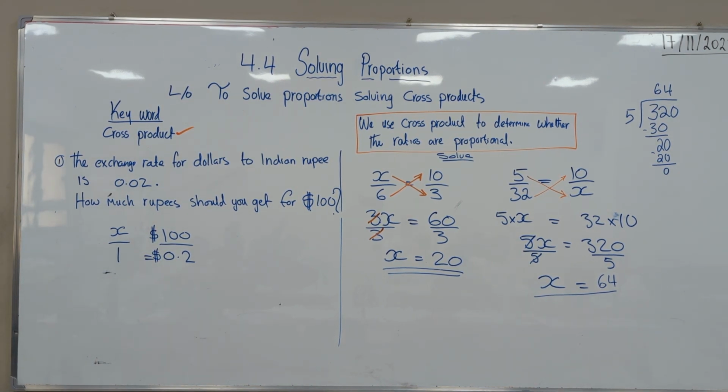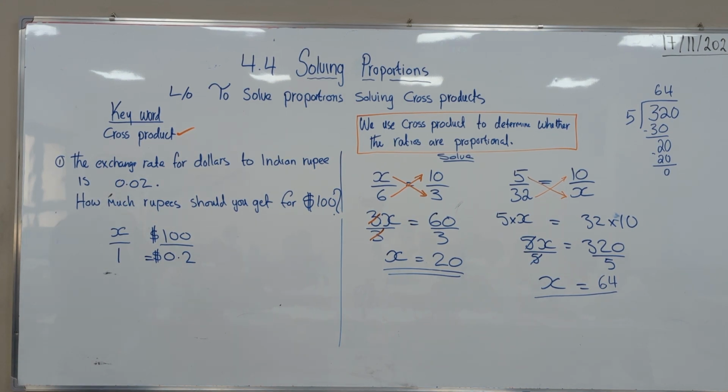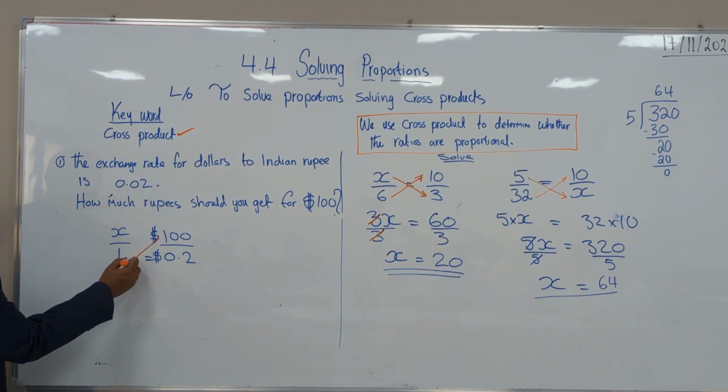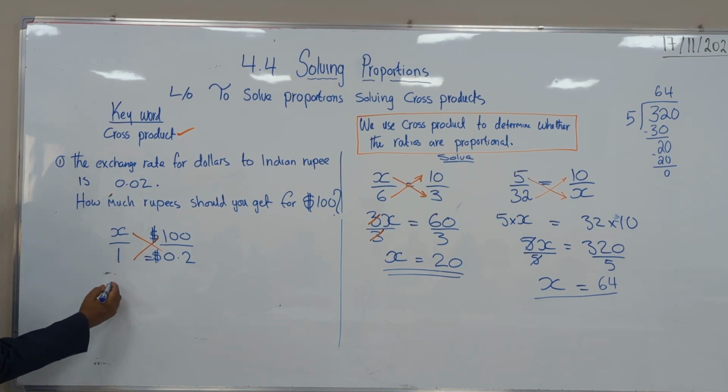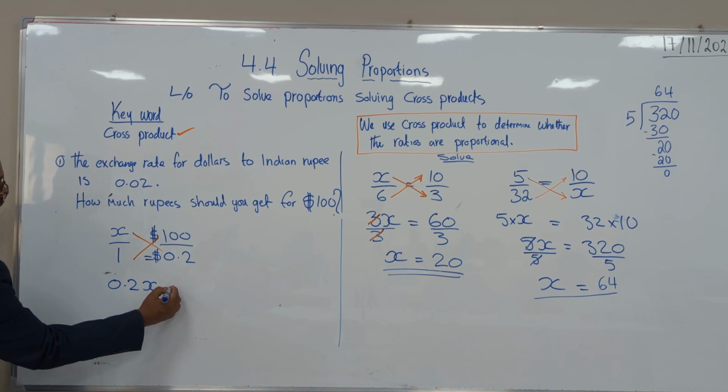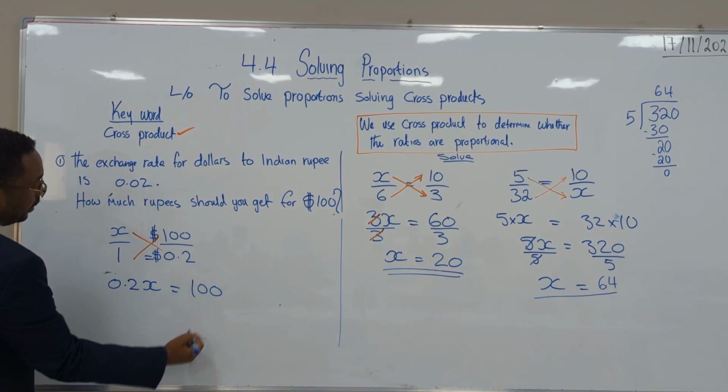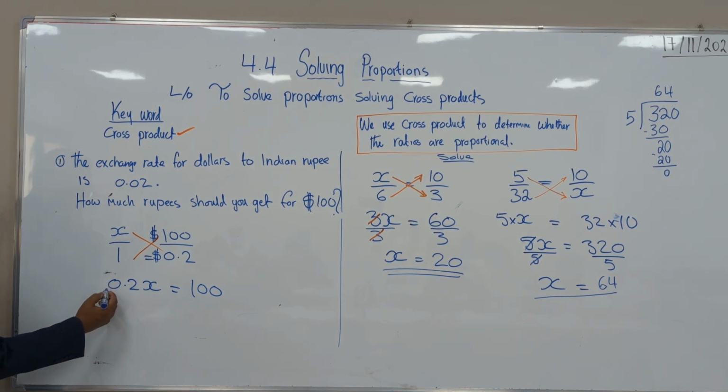You with me? So what do I do? Tell me, guys. Cross multiply. Well done. So I will multiply this to this, and this to this. Okay, let's work it out. So we will have 0.02x equal to what? $100. Now we divide both sides by 0.02.